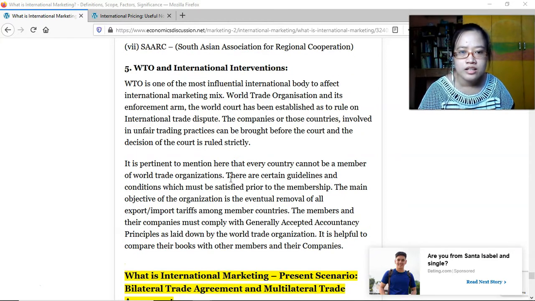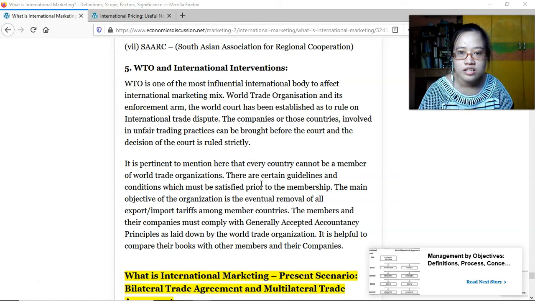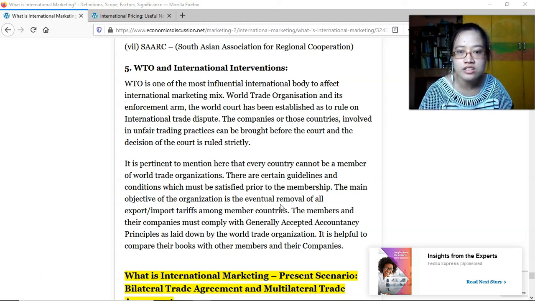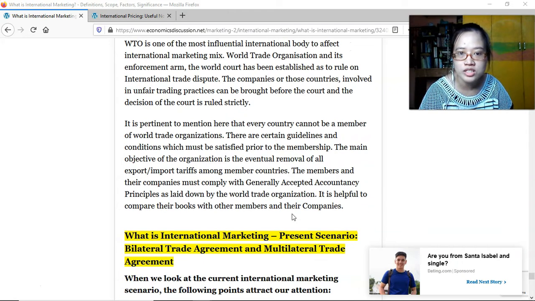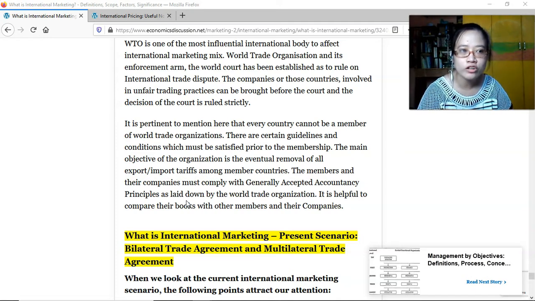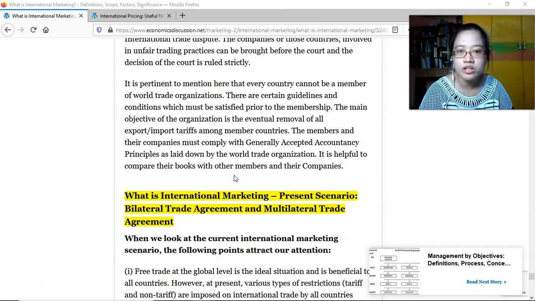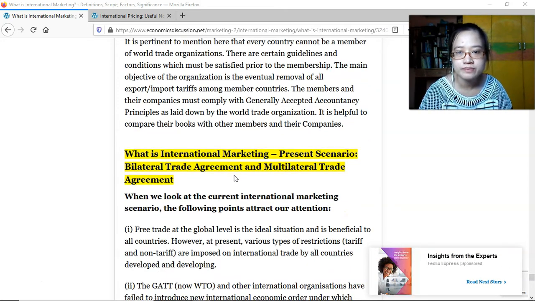Okay. Every country cannot be a member of the World Trade Organization. There are certain guidelines and conditions which must be satisfied prior to the membership. Okay, so there are conditions, right? The main objective of the organization is the eventual removal of all import tariffs among member countries. Members must comply with generally accepted accountancy principles in the preparation of their financial statements, financial reports. It's helpful to compare their books with other members and their companies.